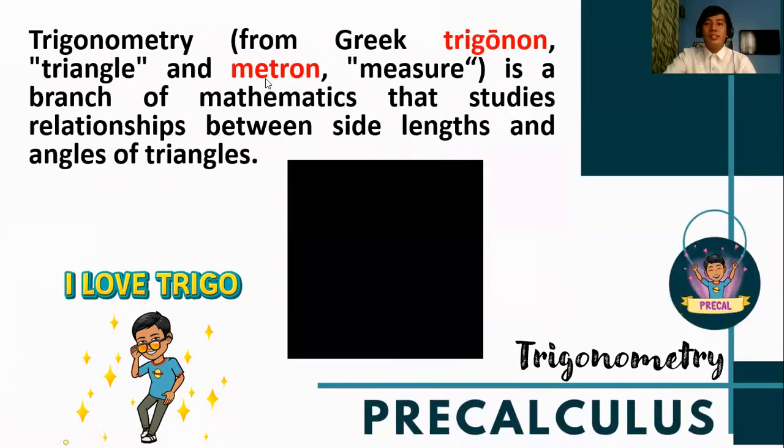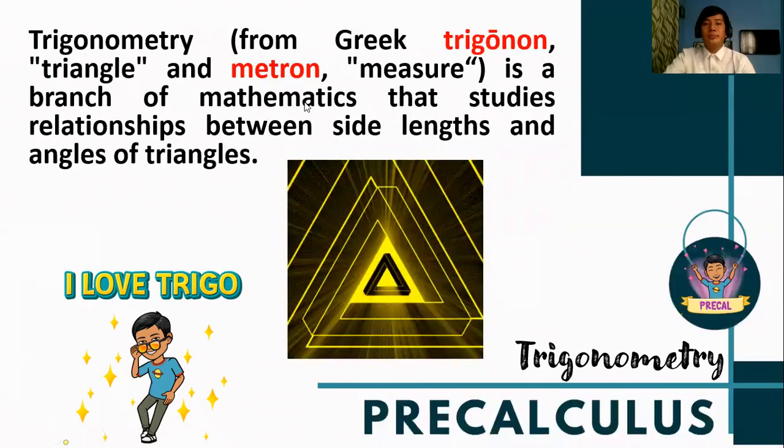So where does trigonometry come from? Which etymology could we refer to? So trigonometry came from the Greek words trigonon, which means triangle, and metron, which means measure. So it is a branch of mathematics that studies the relationship between the sides and the lengths of triangles.